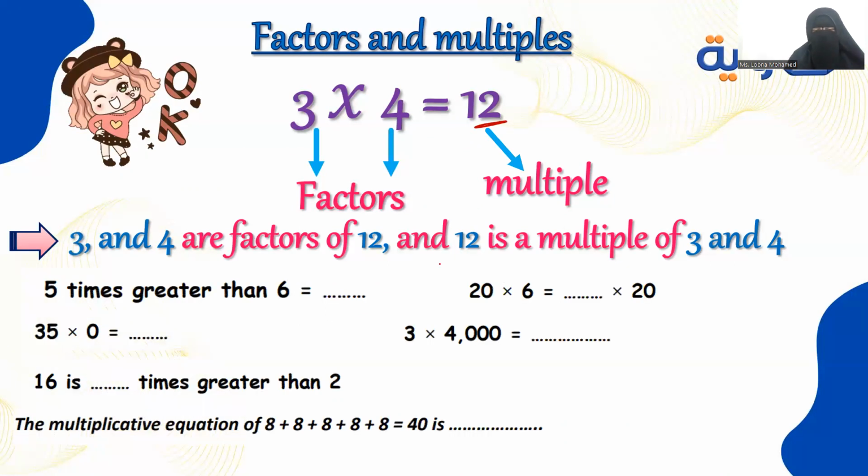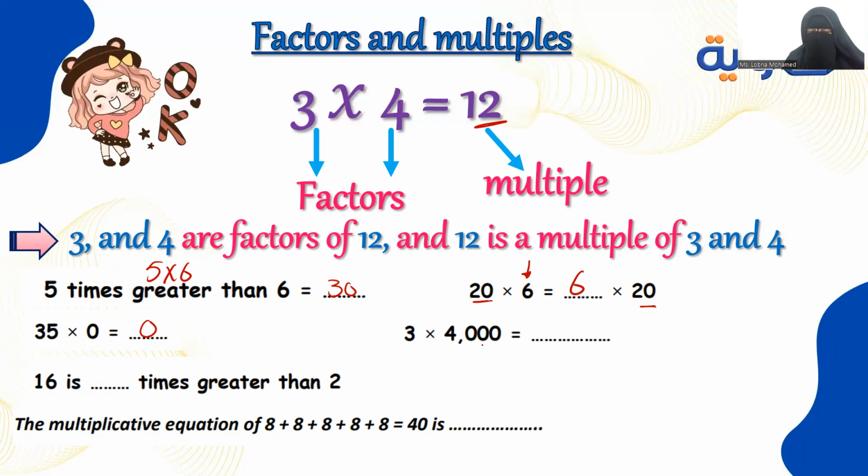Let's solve this question. 5 times greater than 6. Okay, it means what? It means 5 times 6. So 5 times 6 is gonna be 30. So this is the answer. 20 times 6 equals what times 20? 20 is here and here. So what is the missing one? It's 6. And this is the commutative property, if you remember. 35 times 0 equals what? Well, 0, of course. If you multiply any number by 0, it's going to be 0.